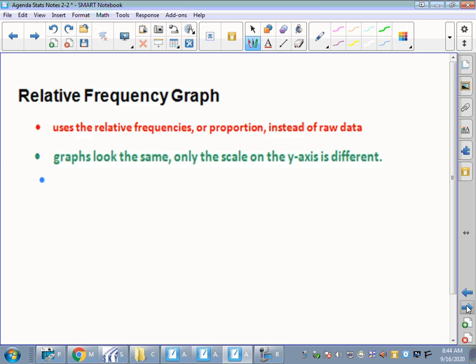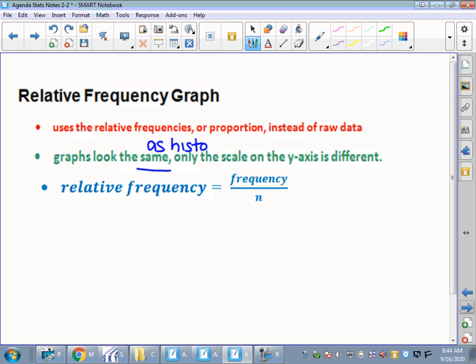So compare to, I'll do this first. Your relative frequency, everybody knows, is your frequency over n, which is your sample size. And this looks the same as a histogram. The shape will be the same. So it's a bar. Relative frequency graph is bars. Your y-axis will be decimals. You'll go up to, you'll be 1 at the highest.